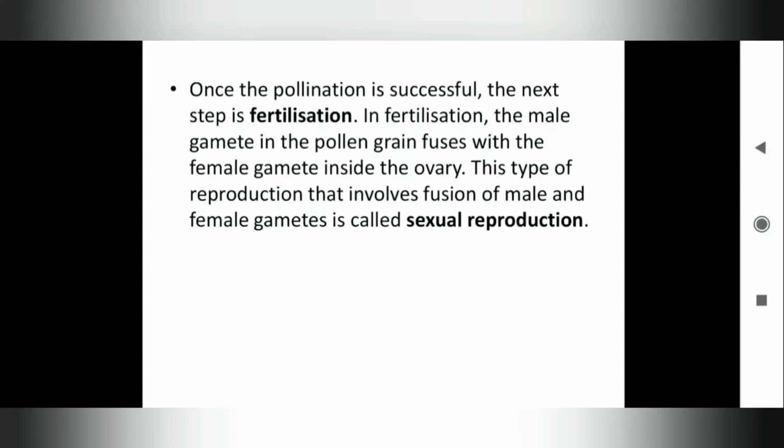Once the pollination is successful, the next step is fertilization. In fertilization, the male gamete in the pollen grain fuses with the female gamete inside the ovary. This type of reproduction that involves fusion of male and female gametes is called sexual reproduction.